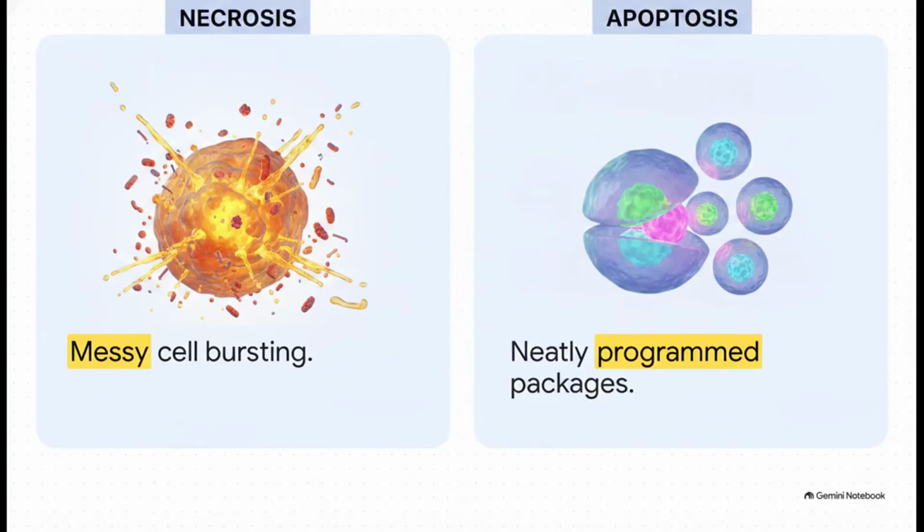On one hand, you have necrosis. You can think of this as the chaotic, messy bursting of a cell that's just been traumatically injured. It's violent and spills its contents absolutely everywhere. On the flip side, we have apoptosis. Now this is highly organized, programmed cell death. The cell essentially neatly folds itself into compact, easily managed little packages. It's the stark difference between a messy explosion and a carefully planned building demolition.